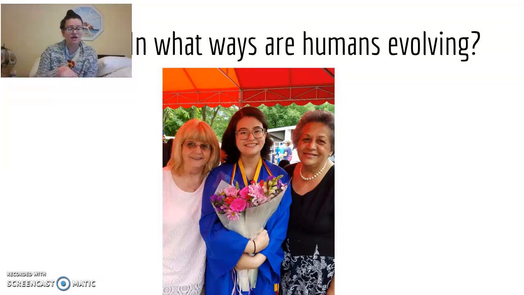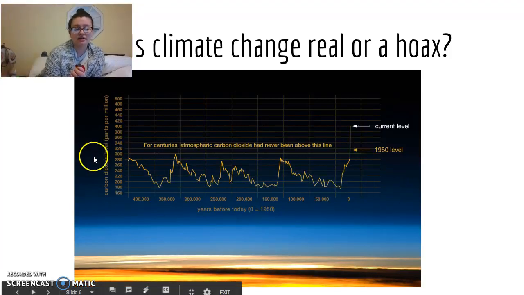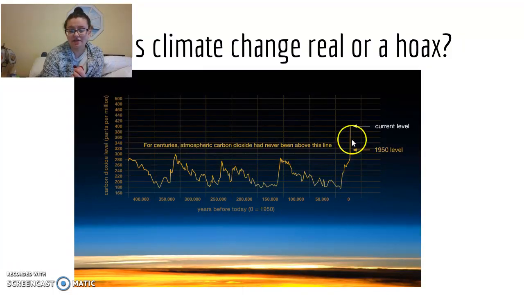And then question 4 is climate change. Is it real or fake? And defend your position. So according to this chart, these are the carbon dioxide levels, and 0 right here equals 1950. And this is the current level of carbon dioxide in the atmosphere. And read this: for centuries, atmospheric carbon dioxide had never been above this line. Here's the line. You can see we almost hit it here. That's a long time ago. Anyhow, we're here right now.